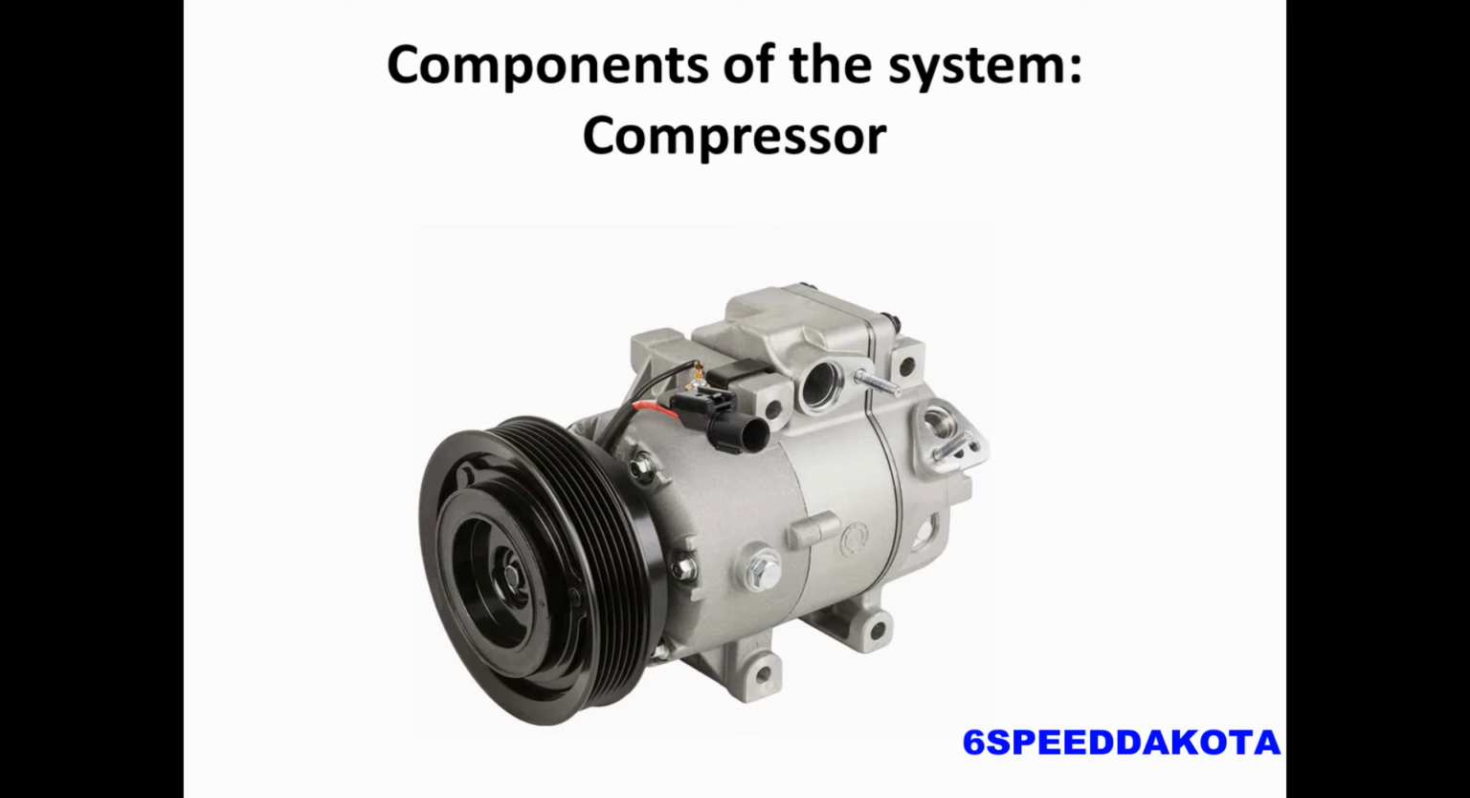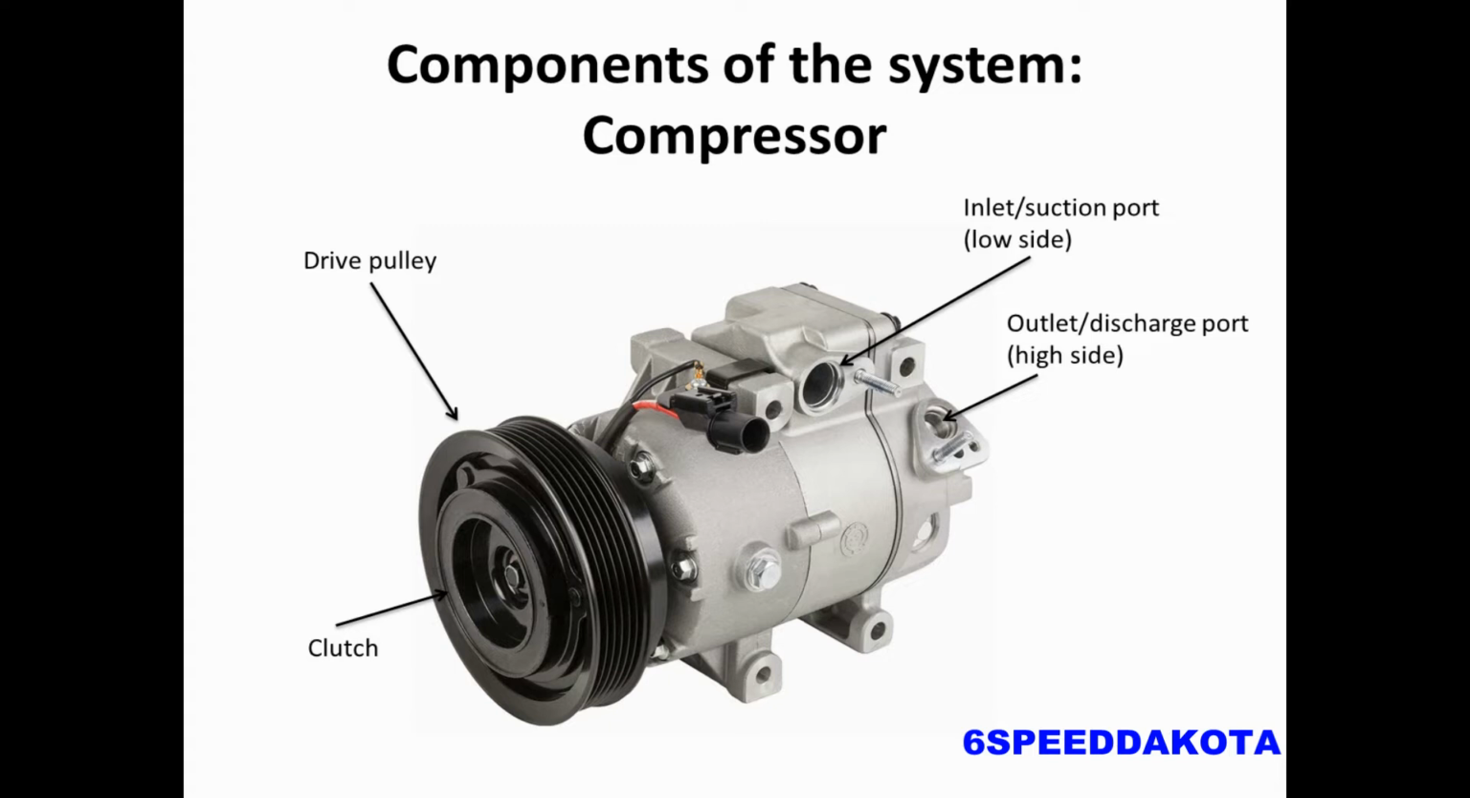We have our AC compressor. So we have our compressor clutch on the front. This is so that the compressor doesn't get driven constantly by the engine. That would kill your fuel economy, and it would cause a lot of unnecessary wear and tear on the compressor. So when you need the AC, the clutch will engage, spin the compressor. Otherwise, that pulley just freewheels all the time on the compressor shaft. We have our drive pulley, which is driven by the belt from the engine. So we have our low side inlet suction port, and we have our high side outlet discharge port.